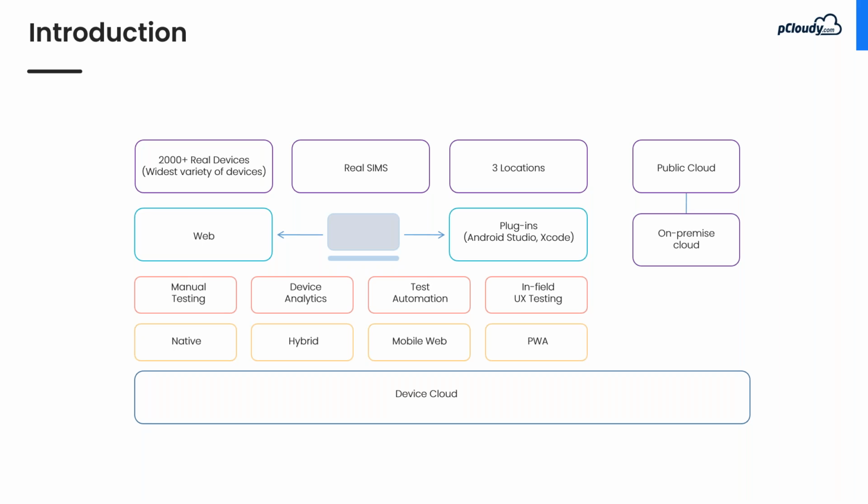The second offering which we have is on-premise cloud. This is typically for the enterprise customers who do not want to use public cloud for security reasons, or they do not want the devices to be shared with other customers, or they want a dedicated set of devices. If that's the case, then they should go ahead with the on-premise cloud, and that's the offering which we have, which is basically a dedicated cloud, and it will be installed on the customer's premises behind their firewall.